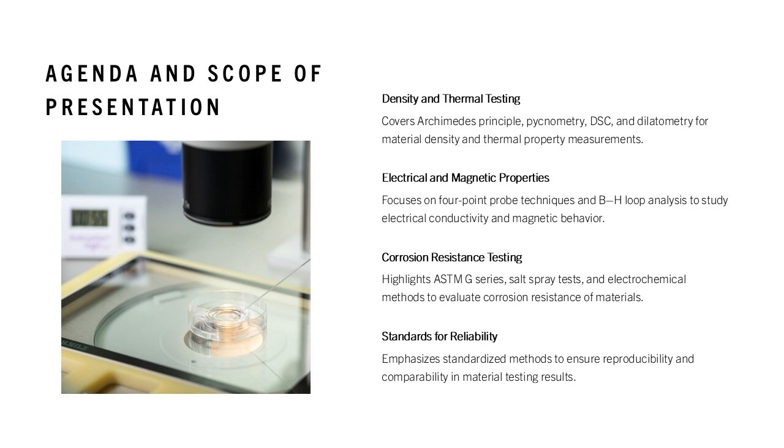Number 3, corrosion resistance testing, highlighting ASTM G series, salt spray tests, ASTM B117, and electrochemical methods, and, number 4, standards for reliability, emphasizing the role of standardized methods in ensuring reproducibility and comparability. Each section will include diagrams, practical examples, and detailed speaker notes to facilitate understanding and application in real-world scenarios.